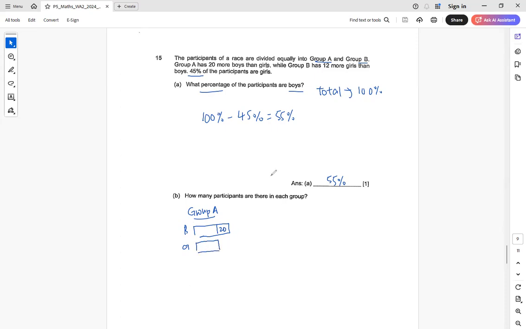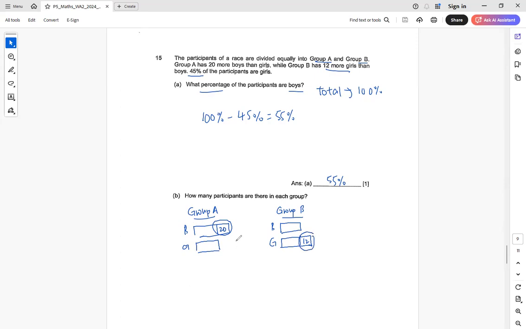Okay? And then for group B, 12 more girls than boys. So I'll draw another model representing group B. This time round, the girls is more than the boys. Okay, so I'll draw boys shorter. The girls will be slightly longer. Now I'll label it 12. Okay, so group A, there's 20 more boys. Group B, there's 12 more girls.